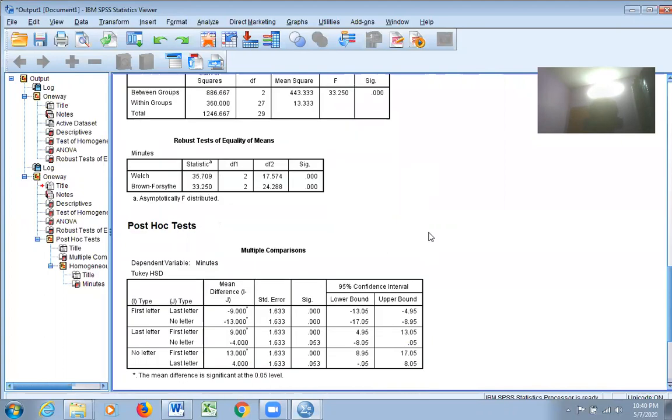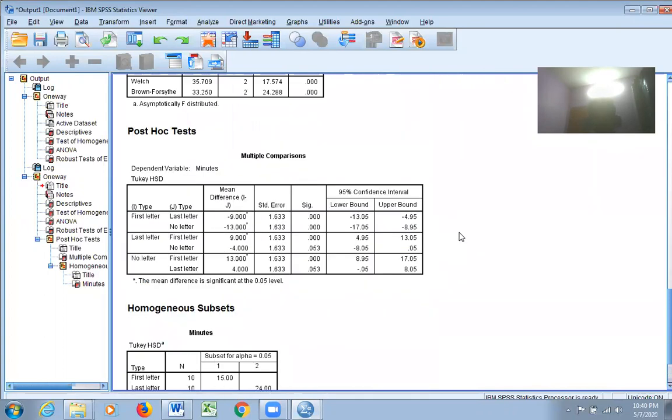So here you can see the result, post hoc test. Here, all the three possible pairs of comparisons were made by SPSS. First letter is compared with the last letter and no letter, last letter is compared with the first letter and no letter, and no letter is compared with the first letter and last letter. So all the possible comparisons are made, and you can see here the mean difference, standard error, and the sig value, which is very, very important. The sig value tells you between which two groups the real difference exists.